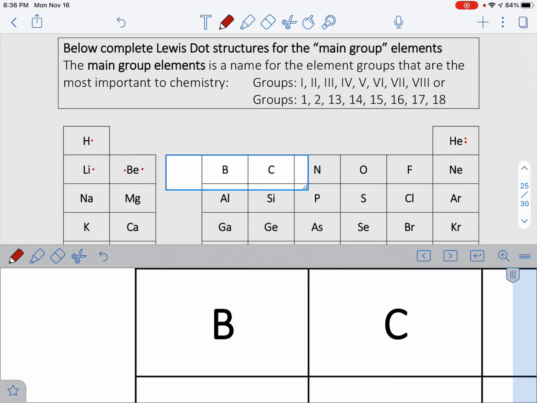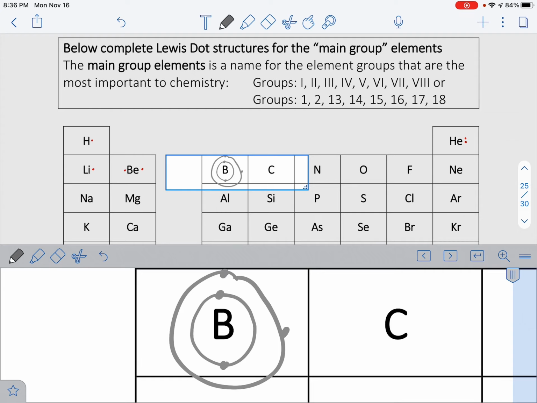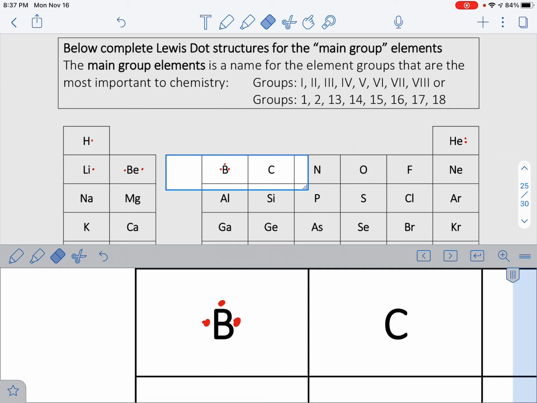Boron has 3 electrons, 1, 2, 3 electrons in its outer shell. Remember, boron has 5 electrons in total. If I was doing a Bohr model, I would do something like this: 1, 2, 3, 4, 5. But now that I'm doing the Lewis dot, I'm only drawing the 3 valence electrons. That's how Lewis dot is a little bit different: it cleans up the picture and gets rid of those extra electrons you don't need to know about.